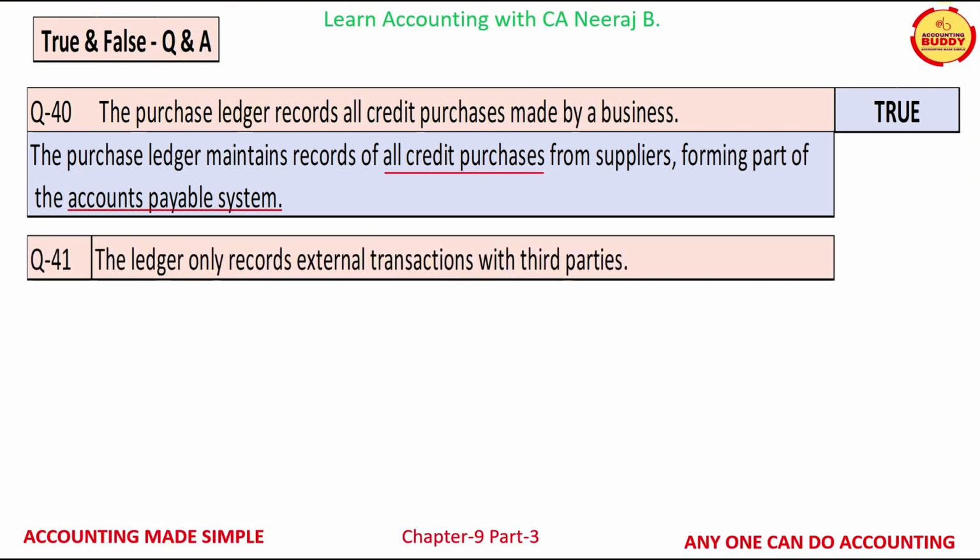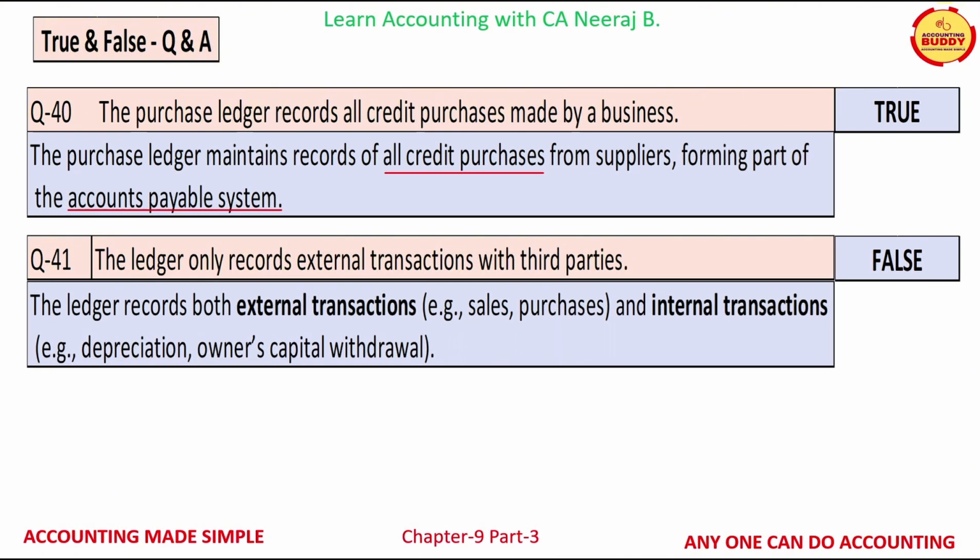Question number 41 is the ledger only records external transactions with third parties. This is a false statement. The ledger records both external transactions such as sales and purchases and also the internal transactions such as depreciation and owner's capital withdrawals.